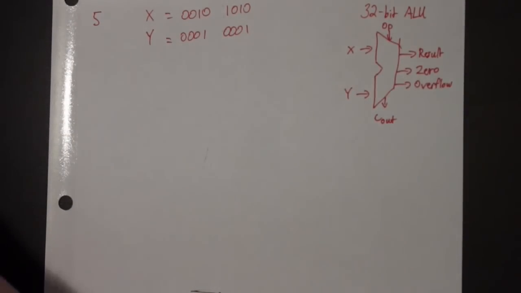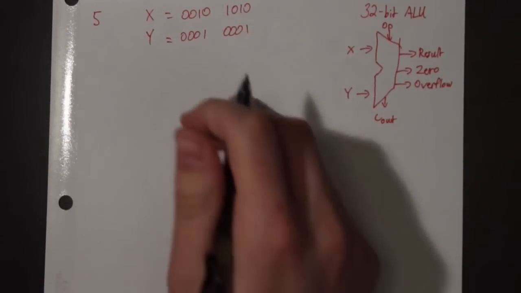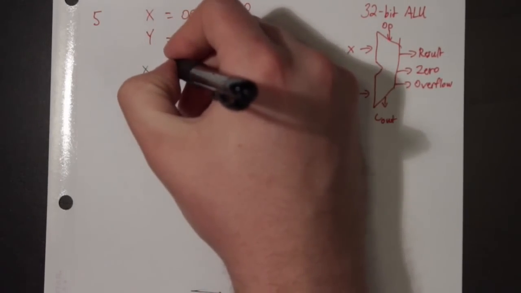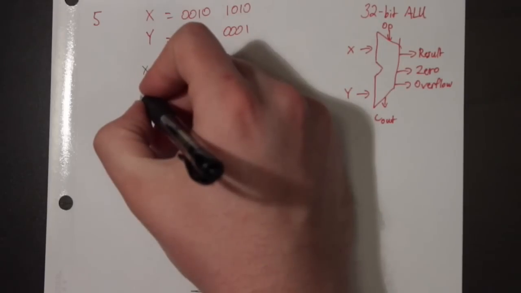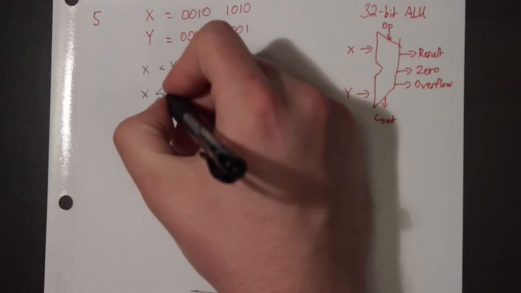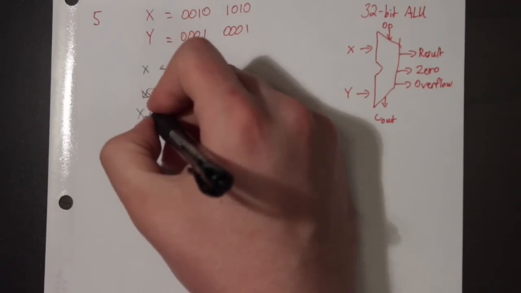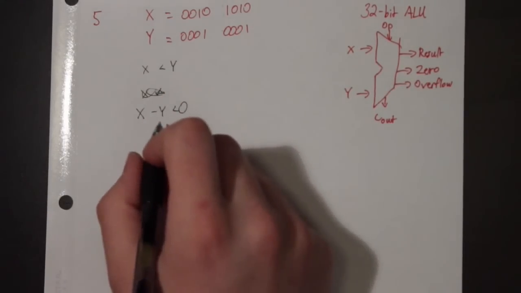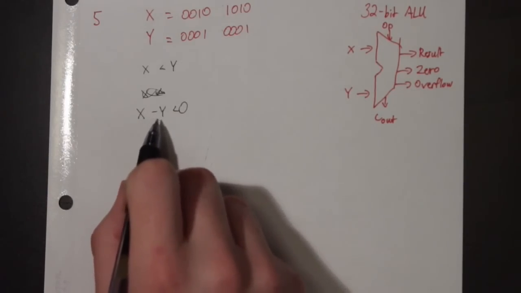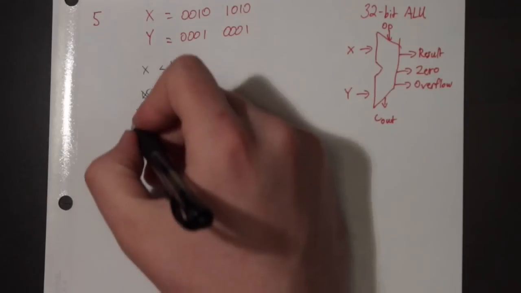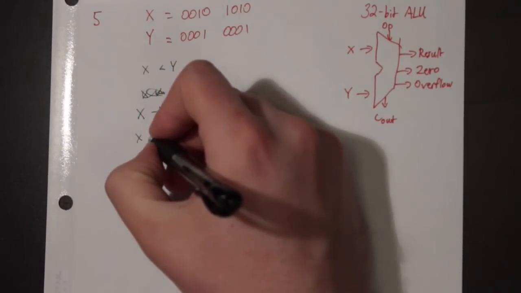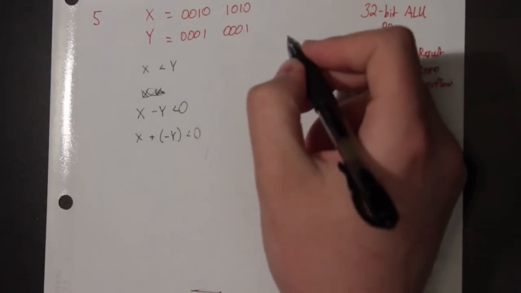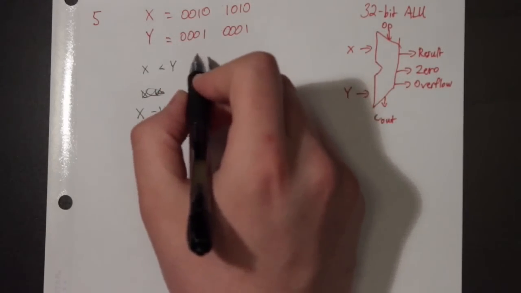The way that the computer does a less than determination is, remember we're determining if x is less than y. If we subtract y from both sides, we get x minus y is less than 0. So the computer will subtract y from x, which it can already do. Remember that computers do subtraction by adding the negative, so we're going to do x plus negative y is less than 0.